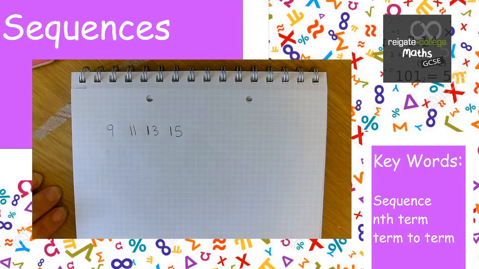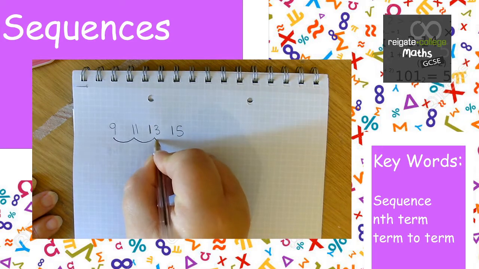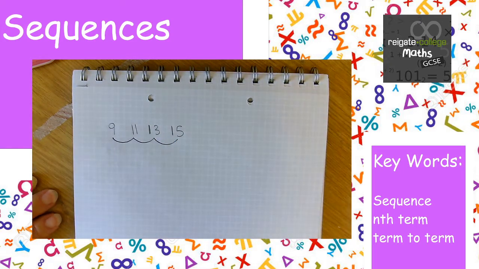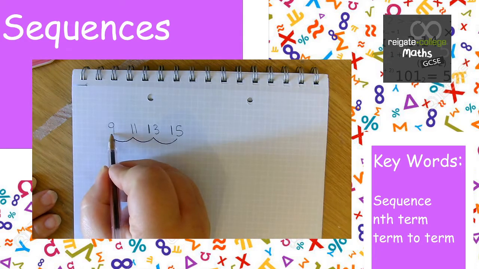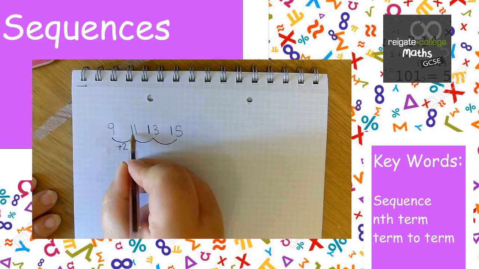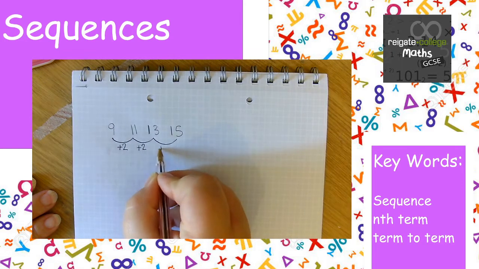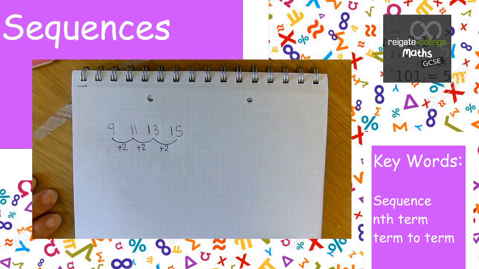Here I have a sequence and I'm going to show you how to write the nth term for this sequence. My tip is to write the numbers down as you calculate them. So first of all, I'm going to look for my number to number, term to term rule. And as you can see, going up from 9 to 11, I'm adding 2. From 11 to 13, I'm adding 2. And from 13 to 15, also adding 2.